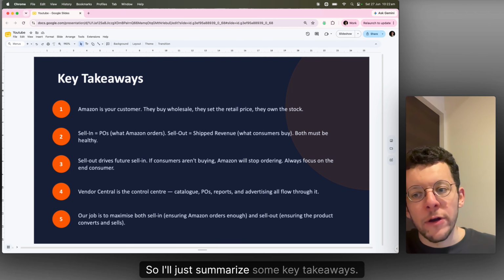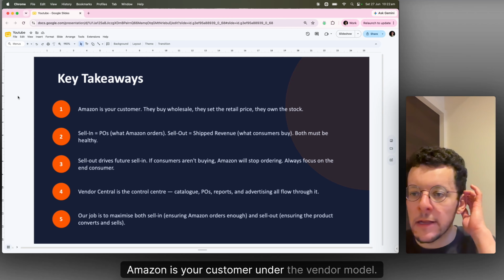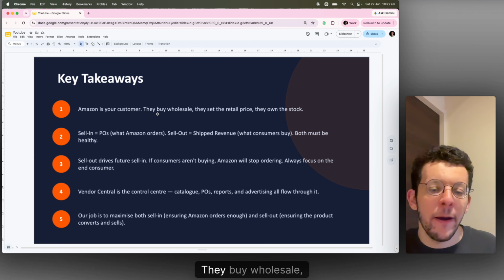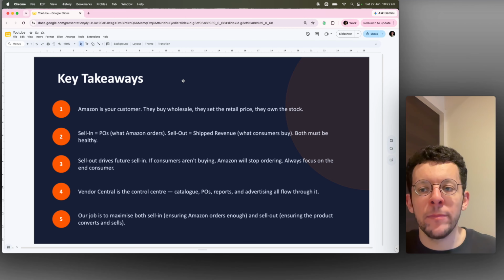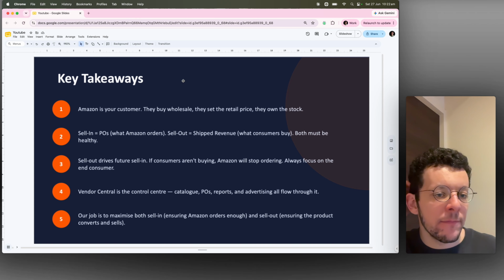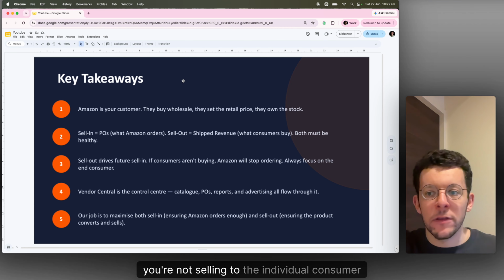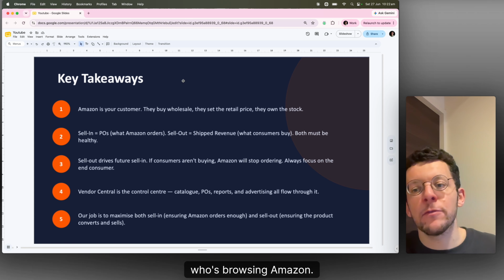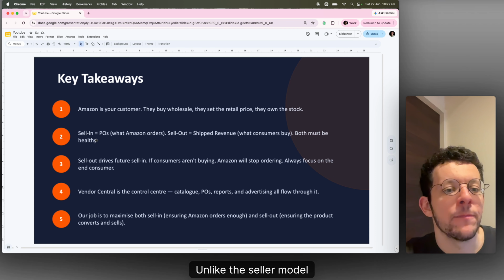So I'll just summarize some key takeaways. Again, Amazon is your customer under the vendor model. They buy wholesale, they set the retail price, they hold the stock. You have to work backwards from the customer. Again, you're not selling to the individual consumer who's browsing Amazon. You're selling to Amazon directly, unlike the seller model.